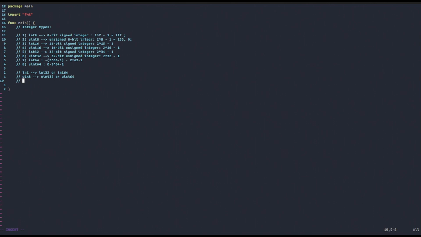Then there are also other important names for these types that might come in handy, specifically if you come from Java. The first one is byte, and byte is basically equal to uint8, whereas the keyword rune is exactly equal to int32. So if you declare a variable with the keyword byte, it's the same as declaring it with the keyword uint8.